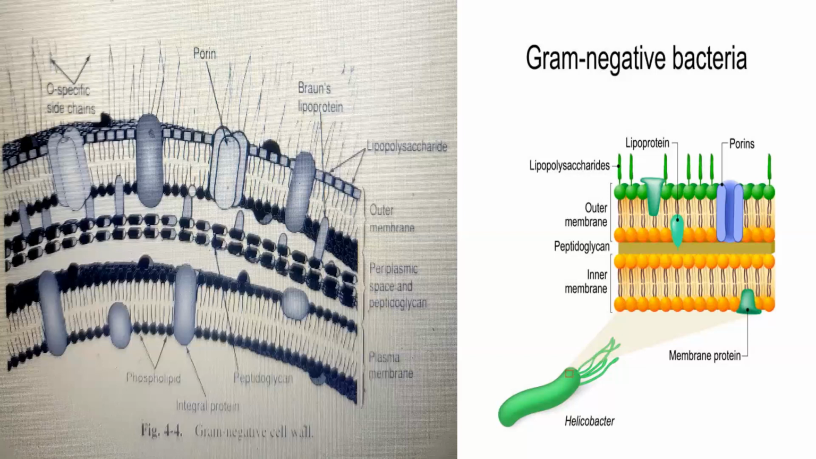We have porins, and these porins act as transporters of specific molecules from outside to inside. Most importantly, we have Braun's lipoproteins. This Braun's lipoprotein acts as a link between the outer membrane and the peptidoglycan chain by covalent bonding. So Braun's lipoproteins connect the outer membrane with the peptidoglycans, as you can see in the diagram. So this is the complete morphology of gram-positive and gram-negative bacteria.